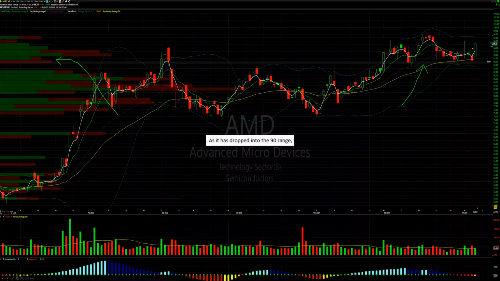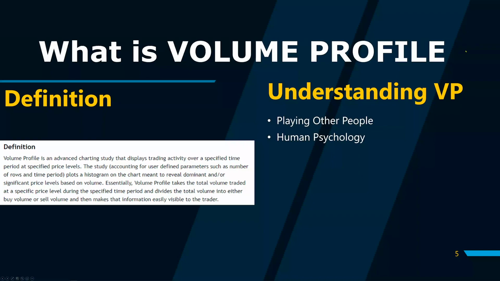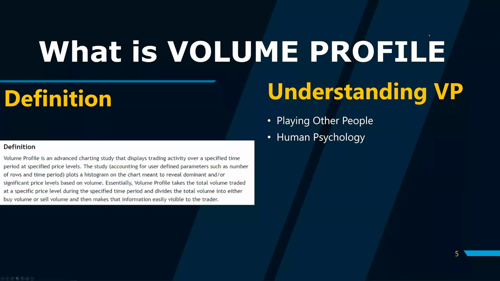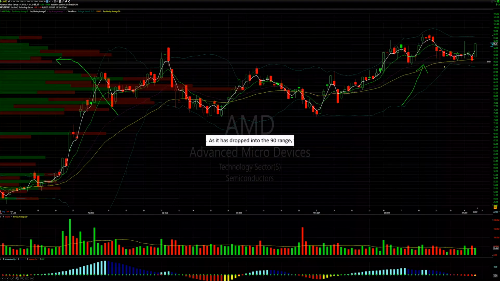So there's a couple ways that I play volume profile with AMD. I am selling calls. I sold this week's calls and some of next week's calls to take profits, right? So that's kind of how I play it. And when it comes down into here, I'll buy directional calls and or puts. Okay. So example of VP right there and human psychology.